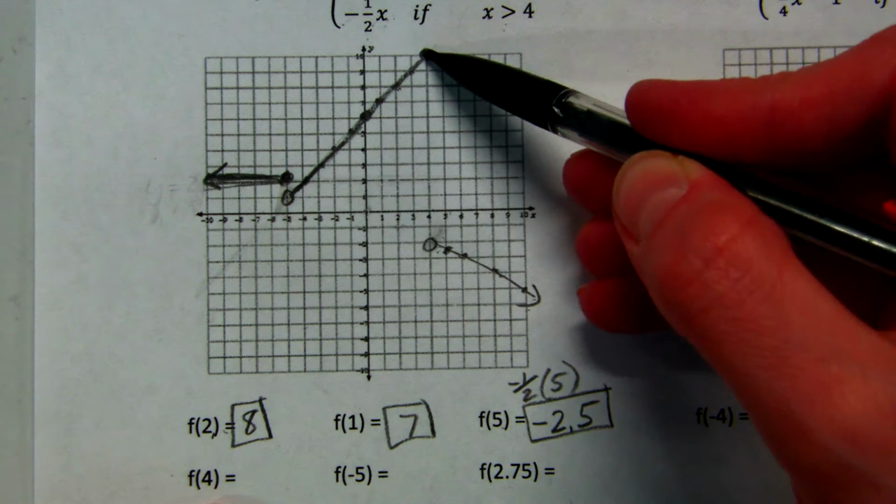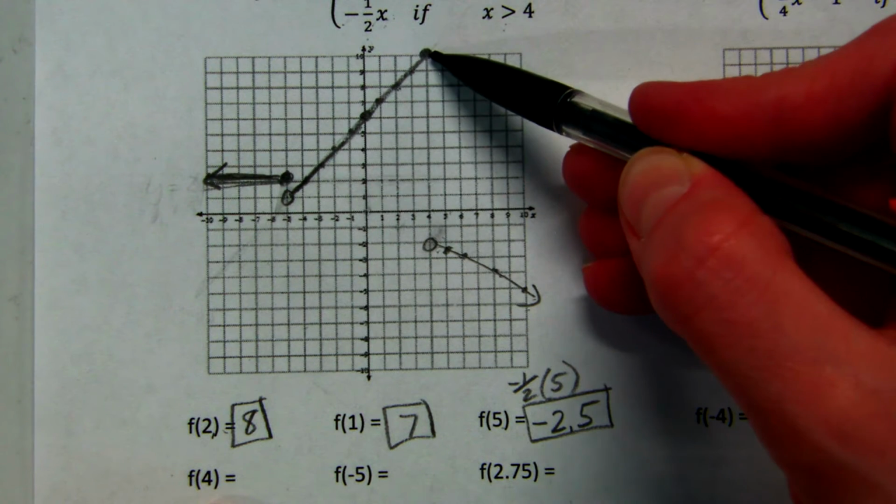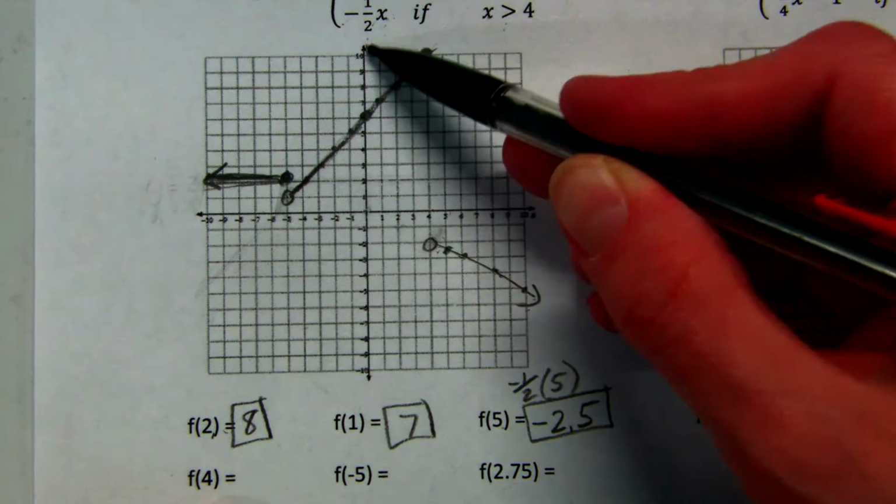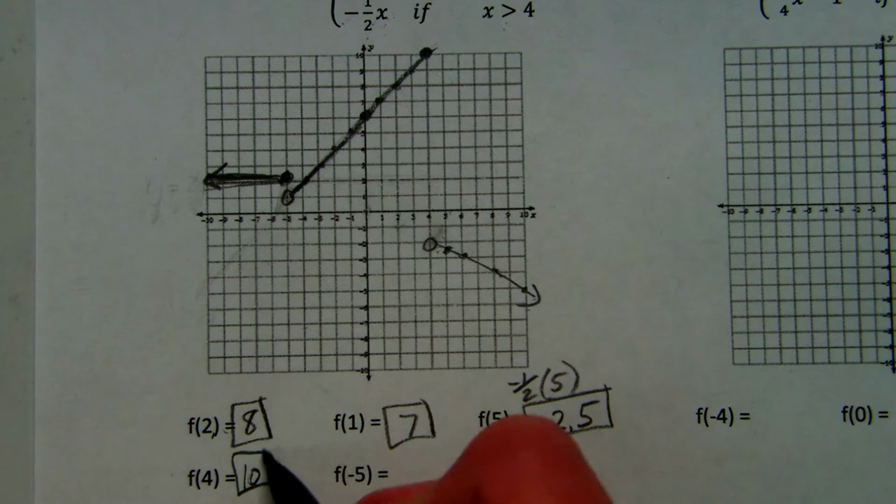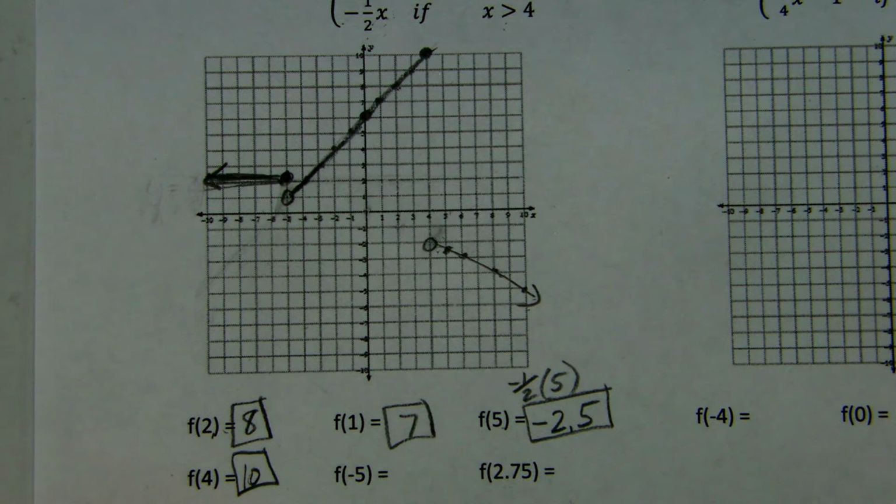That one, because it's filled in. So that's the one that we use. So that's all the way up at 10. So you will never have 2 filled in points above each other because if you did, then it wouldn't be a function. So they will typically make sure that one's filled in and one is not.